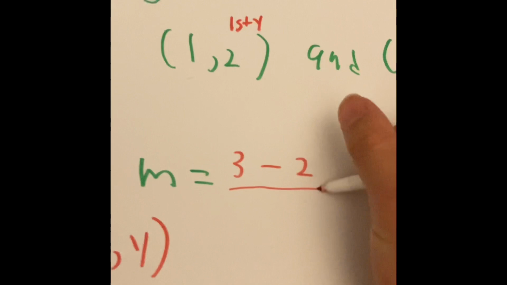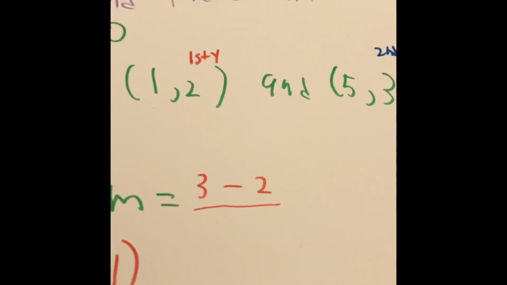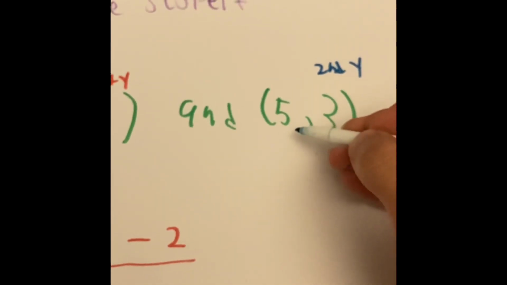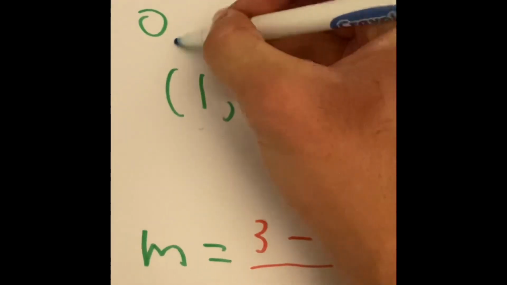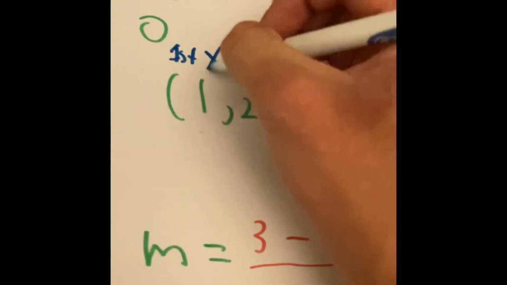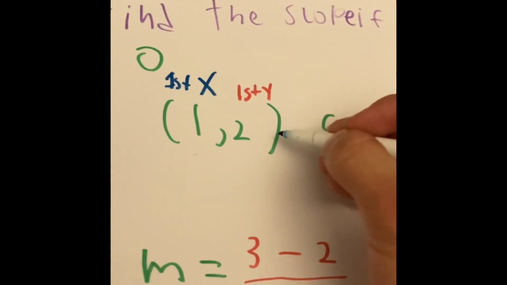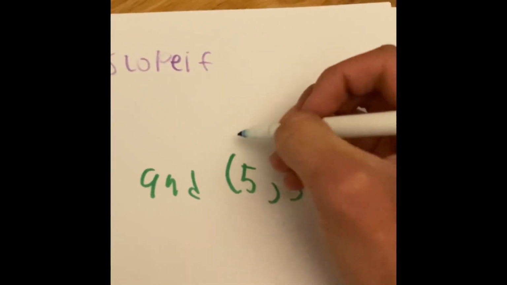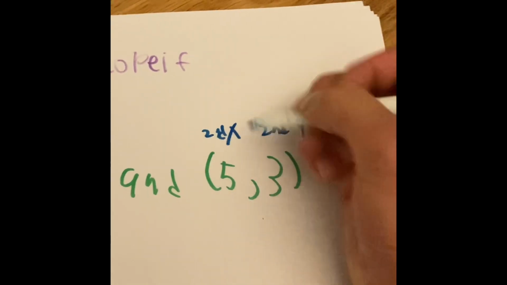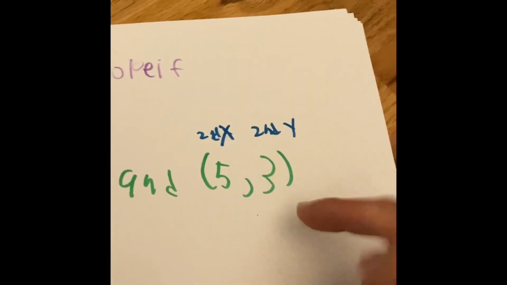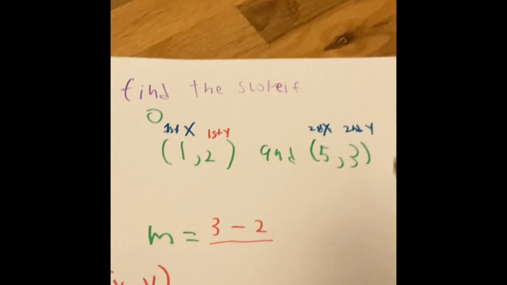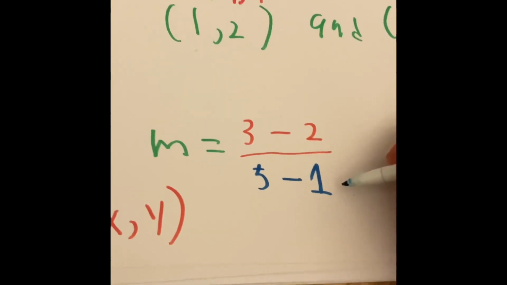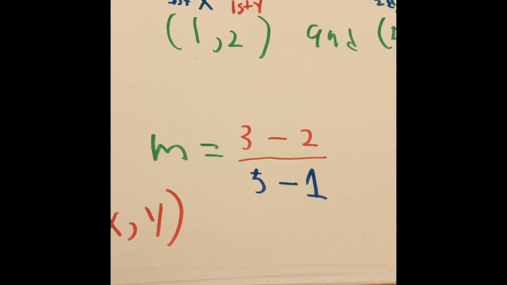Now we have to divide and find out what our x's are. We have 1 and we have 5 right there. The number 1 is going to be our first x, because it's the first point that is mentioned in this problem. And the number 5 is going to be our second x, because that's the second point mentioned. So we're going to have 5 minus 1. And when you do that, you're going to get your answer as a slope.